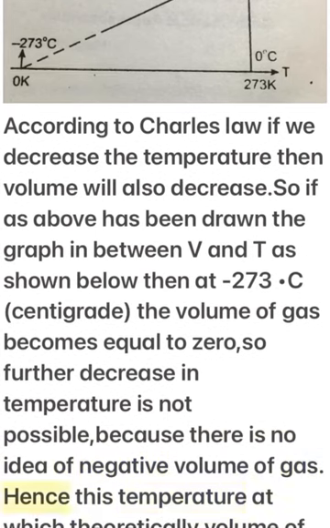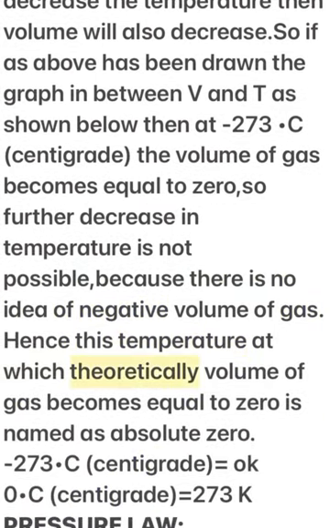Hence, this temperature at which theoretically the volume of gas becomes equal to 0 is named as absolute zero. -273 C centigrade equals 0 K, 0 C centigrade equals 273 K.